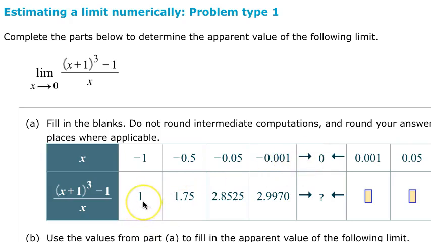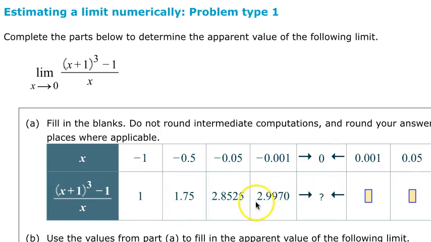And then what they've done is they filled in, well, what does this expression equal when we substitute in those x values? So when we substitute in x equal to negative 1, we get 1. Negative 0.5, we get 1.75. Negative 0.05, we get 2.8525. Negative 0.001, we get 2.9970. And so you can see as x is getting closer and closer to 0, we call that approaching from the left, from the values to the left of 0, which are negative.